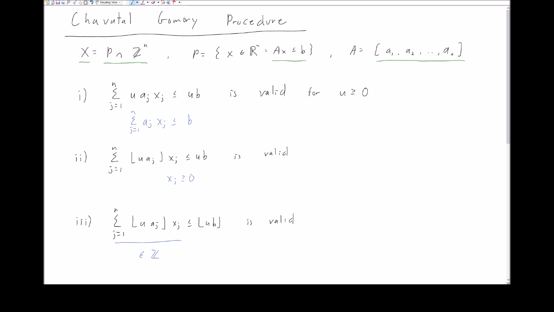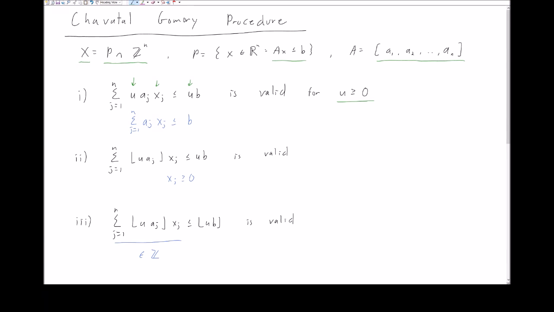The first step is to take all of the column vectors of A, multiply them by the corresponding entries, xj, and then also multiply each of them by a number u. We're going to also take our vector b and multiply it by the same vector u. As long as u is greater than or equal to 0, by multiplying both sides of this inequality by u, we haven't changed anything. We've effectively just multiplied A by a vector u and b by a vector u, and haven't violated any inequalities.